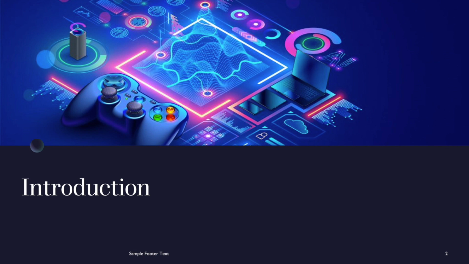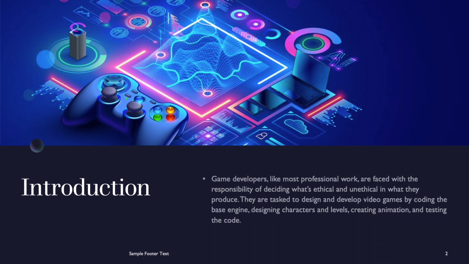Introduction. Game developers, like most professionals, face the responsibility of deciding what's ethical and unethical in what they produce. They are tasked to design and develop video games by coding the base engine, designing characters and levels, creating animation, and testing the code. With game developers being so heavily involved, one might question their responsibility to produce a game that doesn't falter too far from the line of ethics.